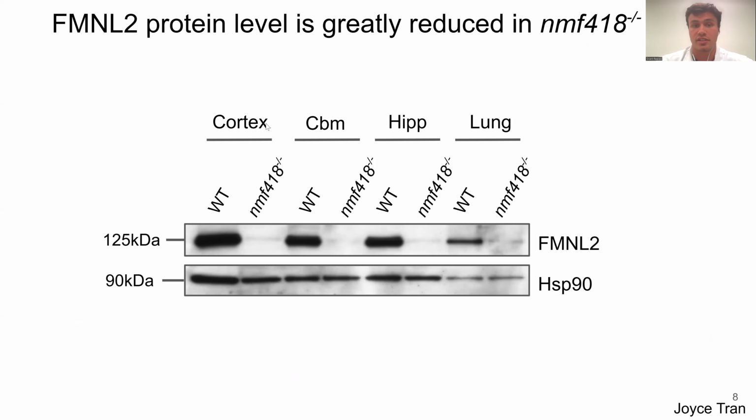And so this improper excision of exon 10 results in a greatly reduced protein level for the NMF418 homozygous mutant mice. We can see that in the cortex, cerebellum, hippocampus, and even in non-neuronal tissue of the lungs, there is a greatly decreased protein level. Through Western blot analysis, we can see very thick, dark bands for all the wild type samples in these tissues, whereas in the homozygous mutant wells, there is essentially no protein.